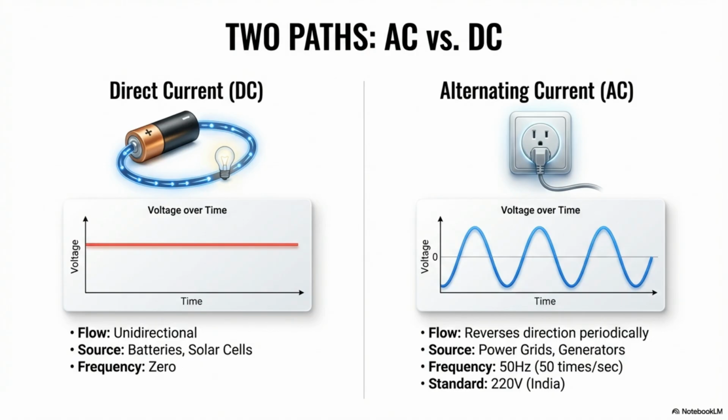There are two main types of current: direct current DC, which flows unidirectionally from sources like batteries, and alternating current AC, which periodically reverses direction. AC is what powers our homes from the grid.